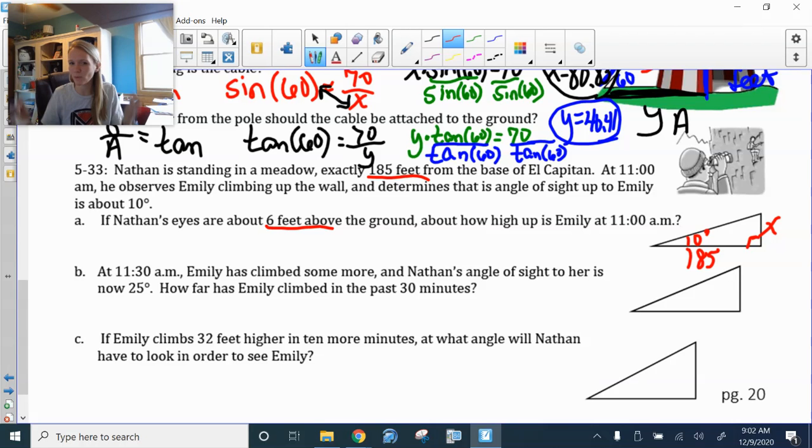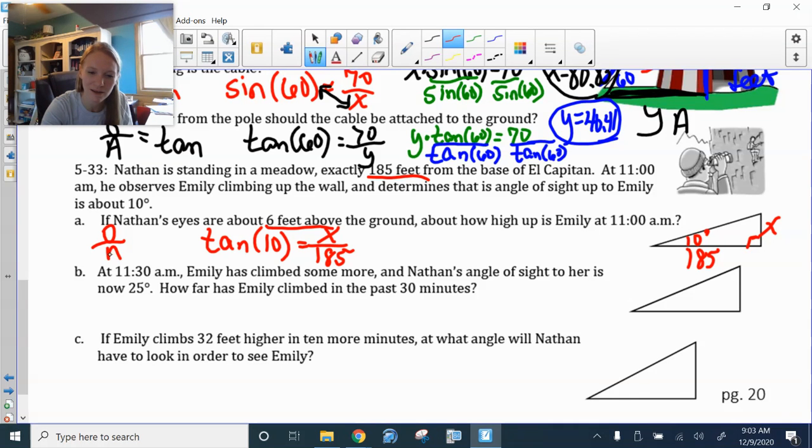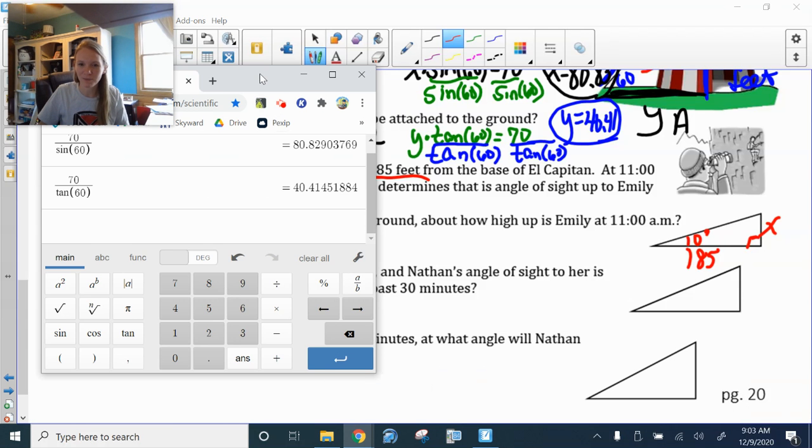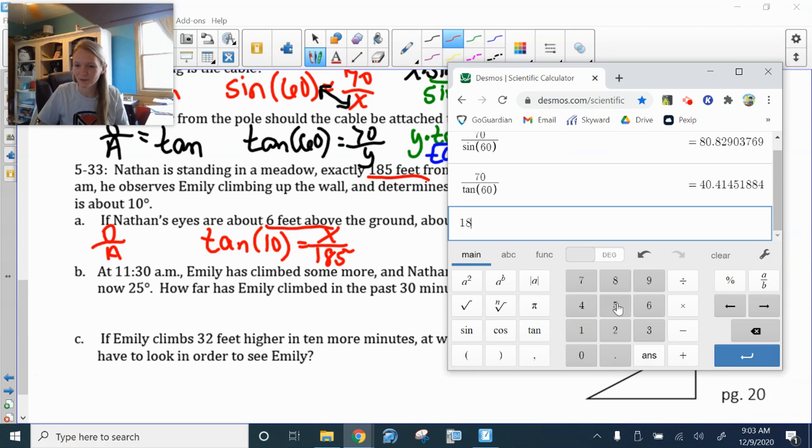So we do the exact same thing we did on the first problem, opposite over adjacent, and then add the 6 feet. The angle is 10 degrees, opposite over adjacent. It's a tangent problem because it's opposite and adjacent. And then you're just cross multiplying real fast, add the 6 feet because his eyes are 6 feet above the ground. So the more you do them, like I keep saying over and over, the easier they do get.